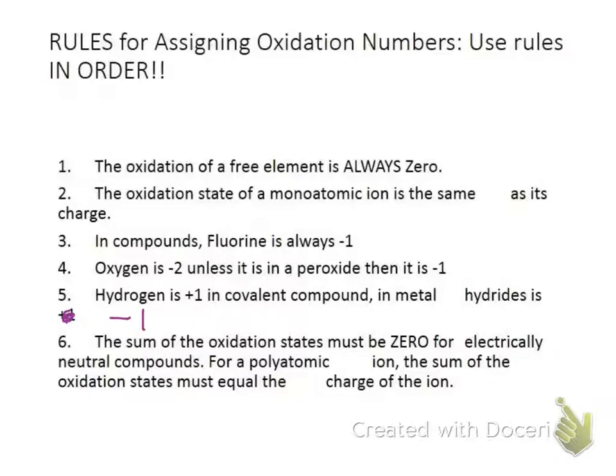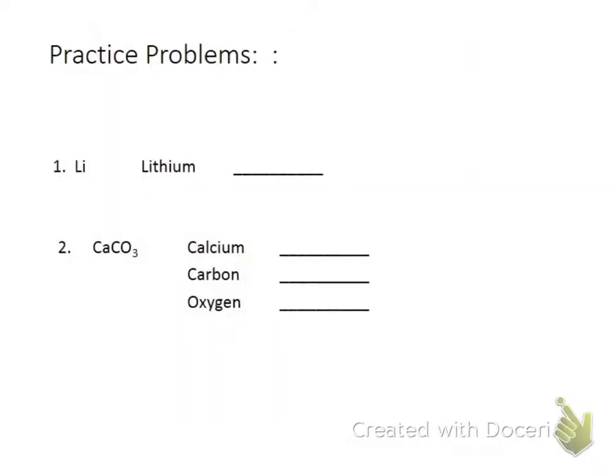When we're doing our oxidation states, just like when we were doing ionic compounds, the sum has to equal zero if it's a neutral compound. If it's a polyatomic ion, it has to equal the charge of the ion. For instance, for sulfate, the sum of the oxidation states would need to be negative 2 because that's the charge of a sulfate. Let's do a couple, because that sounds kind of confusing right now. What would the oxidation state of lithium be? Zero, it's an element.